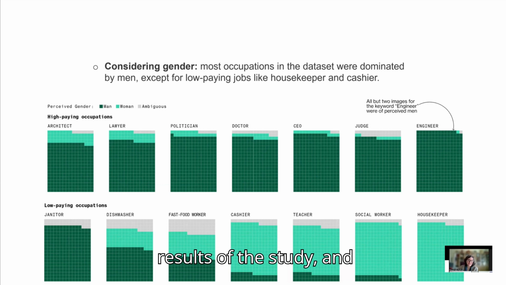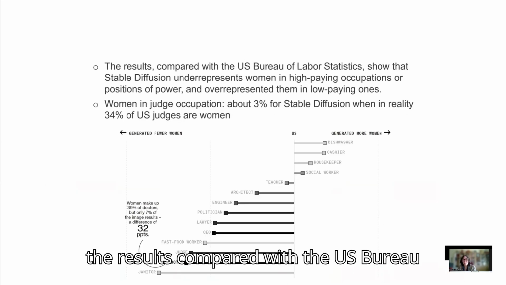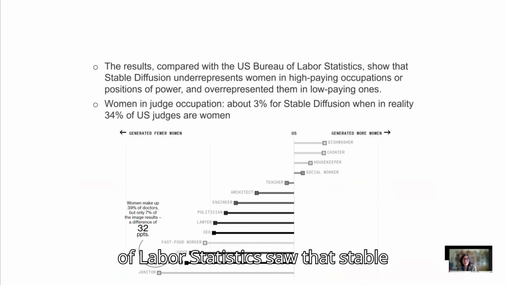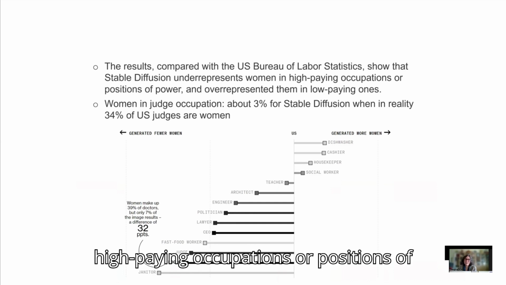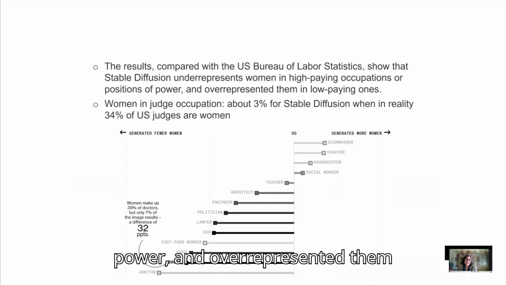results of the study. And the results compared with the US Bureau of Labor Statistics show that Stable Diffusion underrepresents women in high-paying occupations or positions of power, and overrepresents them in low-paying occupations.